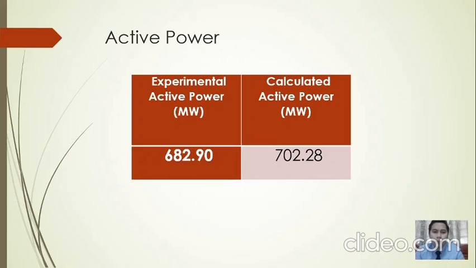For our active power, the unit is milliwatt. The experimental value of active power is 682.90 milliwatt. Whereas for our calculated active power, we obtained 702.28 milliwatt. This is a very high figure, therefore we use milliwatt.